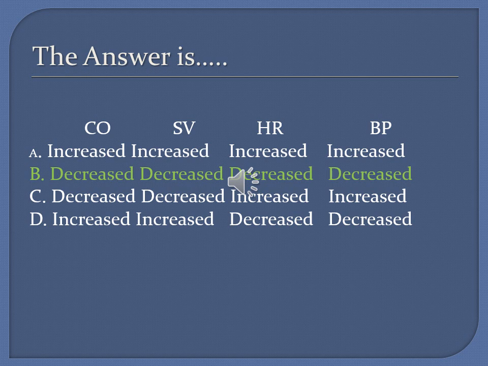So when your heart rate and your blood pressure are down, your cardiac output will be down as well as your stroke volume. I don't know if that's too simple, but if you look at heart failure and the disease in and of itself, these things would be decreased.